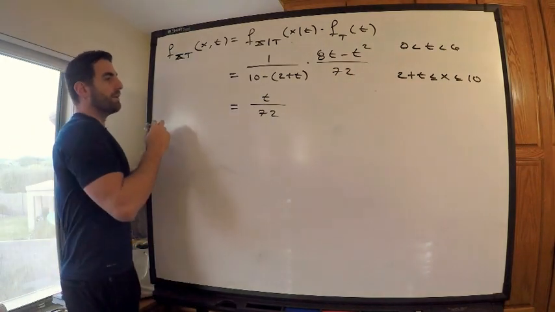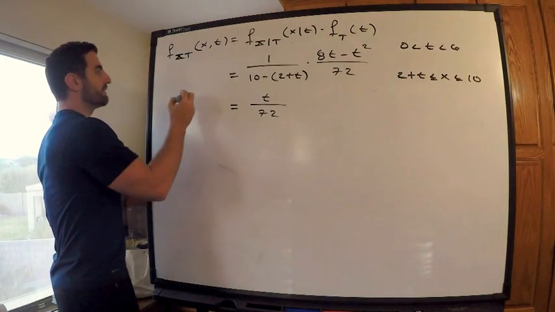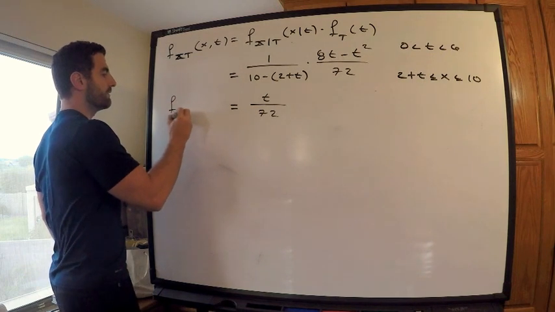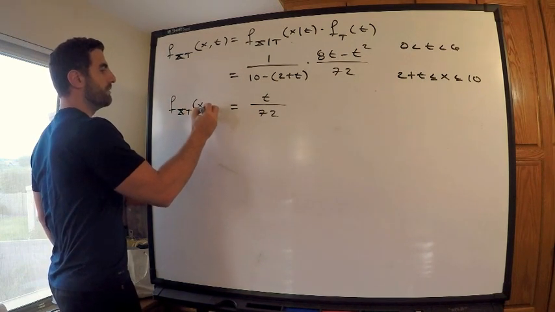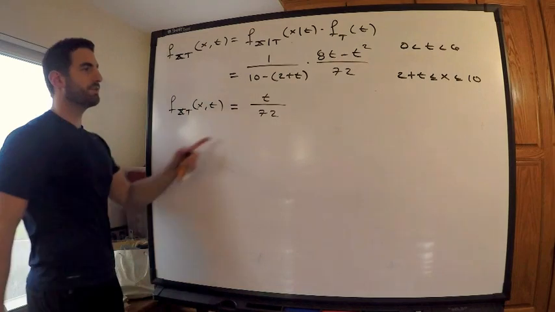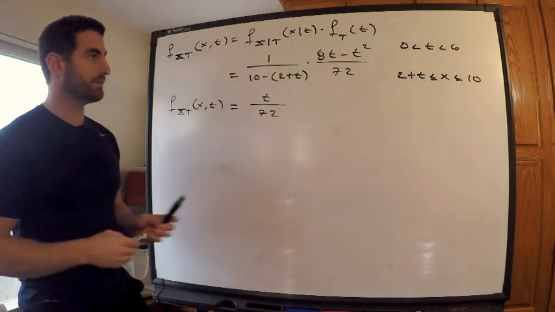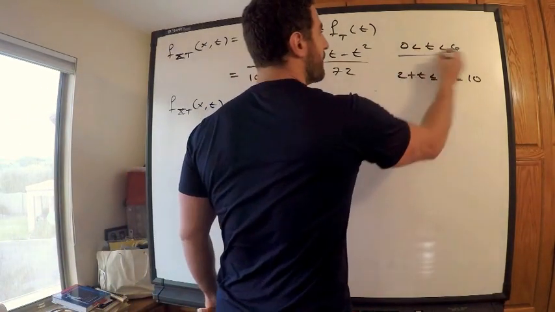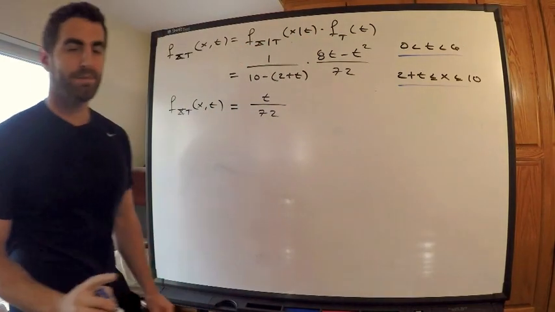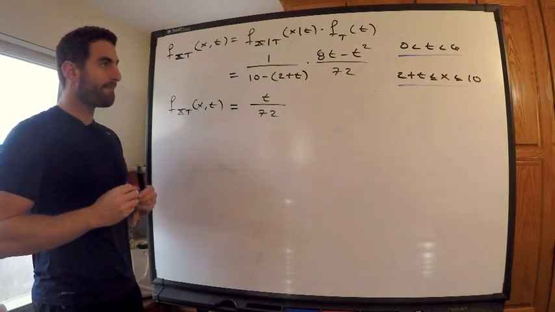So my joint distribution is this. f of x, t, variables x and t, is equal to this. This is my joint distribution with these constraints. I need both of these. You absolutely need both of those constraints.